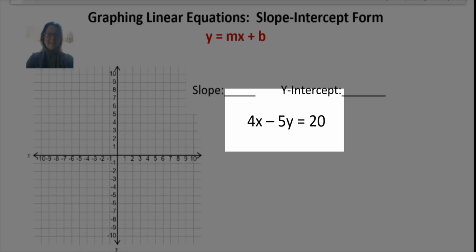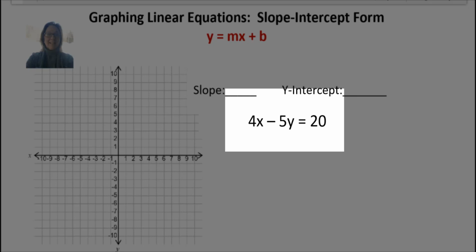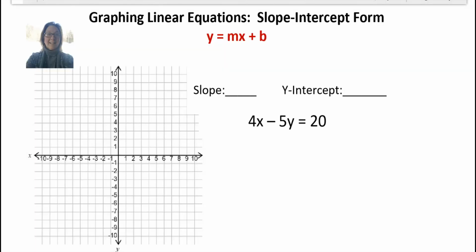That equation is 4x minus 5y equals 20. There are several steps that we will need to do to make this equation into the slope-intercept form. The first thing would be to use the inverse property and subtract 4x from both sides of the equal sign. This cancels out the 4x on the left.